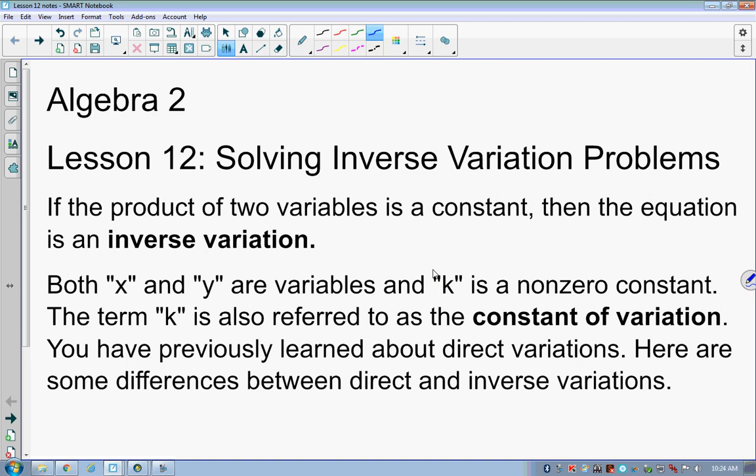When we're talking about inverse, another word for inverse is reciprocal. When you think about reciprocal, we typically think about fractions, right? So what's the inverse or the reciprocal of, say, the number 5? 1/5. So with direct variation, we had y equals kx, right? With inverse variation, we're going to get y equals k over x. K stays on the top, x goes to the bottom. That's inverse variation.